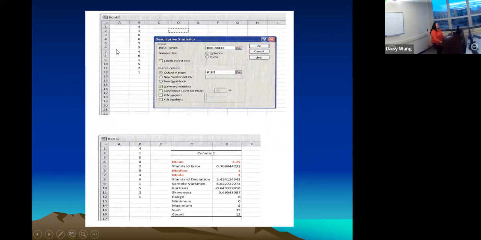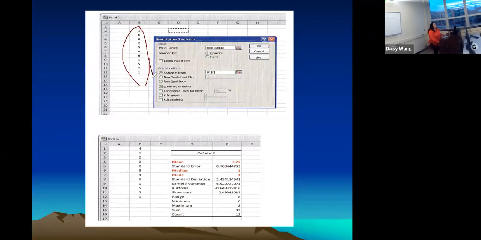Okay, so when we do descriptive statistics, we can select the input, so these are the data we want to include. We select this area where we have the raw data. Okay, and then the output, we can put it like here or the area here. And then this is the descriptive statistics.